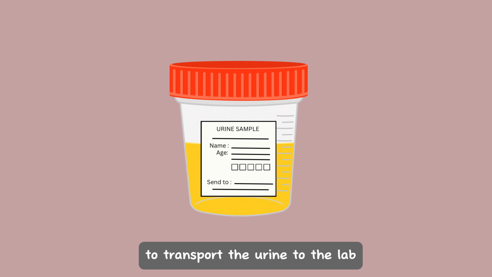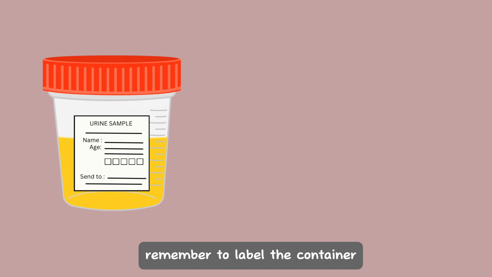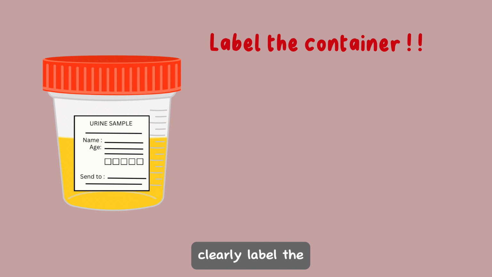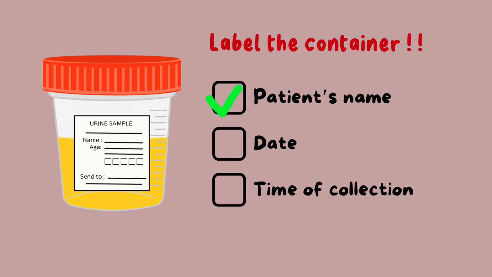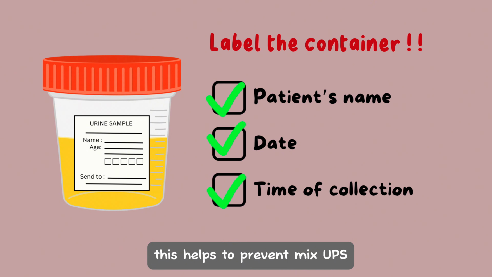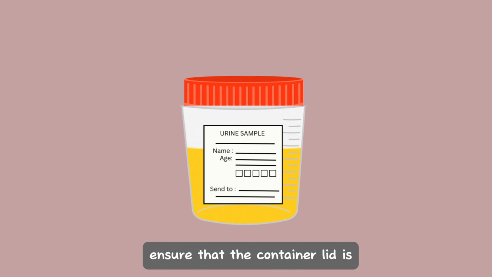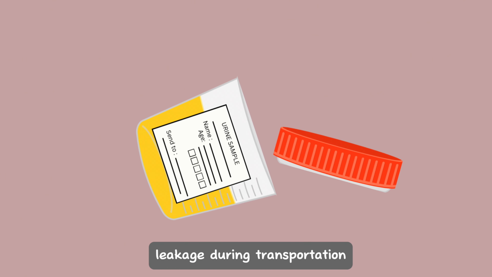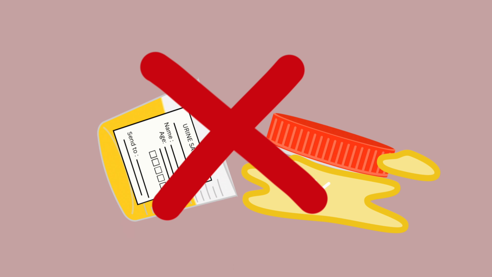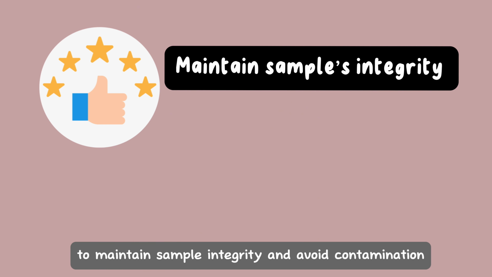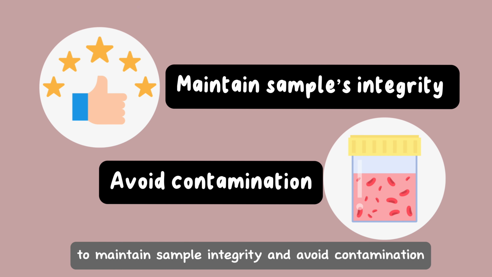To transport the urine to the lab, remember to label the container. Clearly label the container with the patient's name, date, and time of collection. This helps to prevent mix-ups and ensures accurate identification. In the meantime, ensure that the container lid is tightly sealed to prevent leakage during transportation. This is important to maintain sample integrity and avoid contamination.